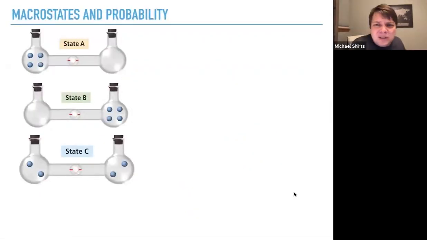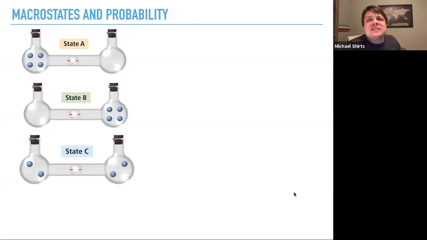All right, so let's do a little bit more quantitative work with macrostates and probability. Here you can imagine that we have 3 possible states. You have 2 gases connected by a stopcock, which can be open or closed. In state A, all of the molecules are in one of the 2 vessels. In state B, they're in the other vessel. And in state C, they're evenly divided between the 2.